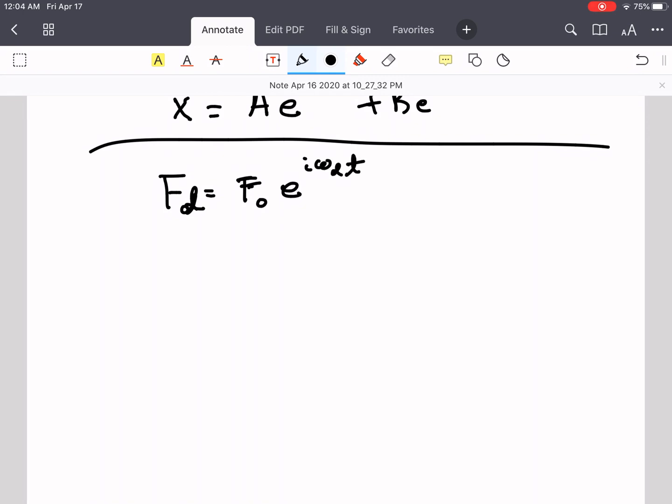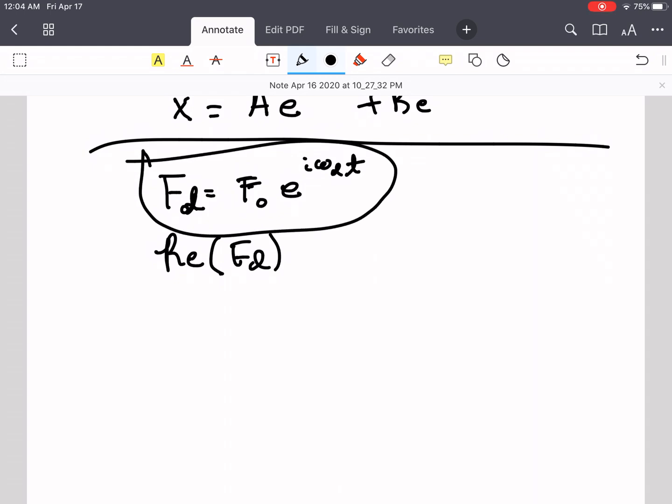Okay? So previously I had a cosine. The way I could get a cosine out of this is I would simply take the real part of the driving force at the end of the day. And in fact, I can just take the real part of everything at the end of the day, and then I'll get the right answer. So we're going to go ahead and do this really crazy thing, and it turns out to work out really well. That's going to give me my F0 cosine omega t.